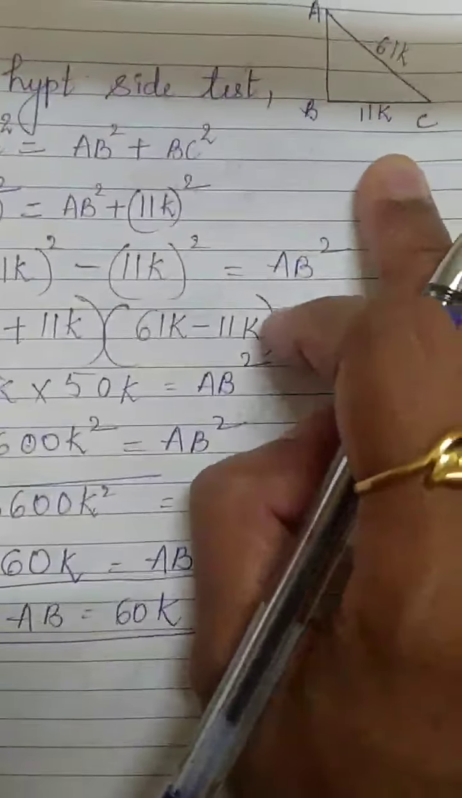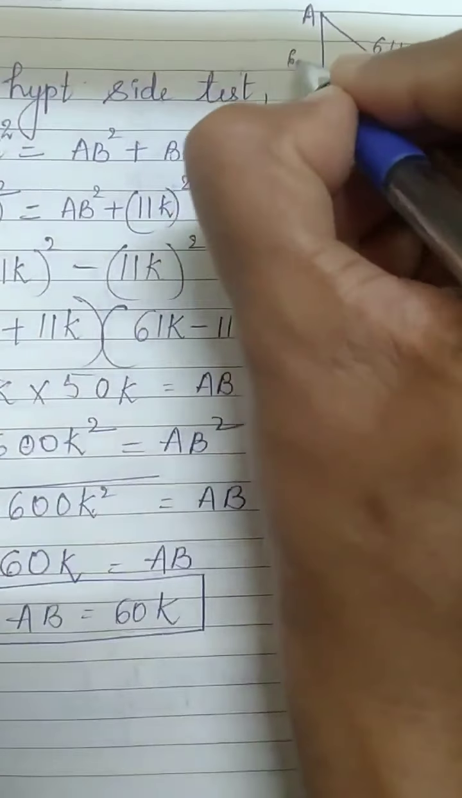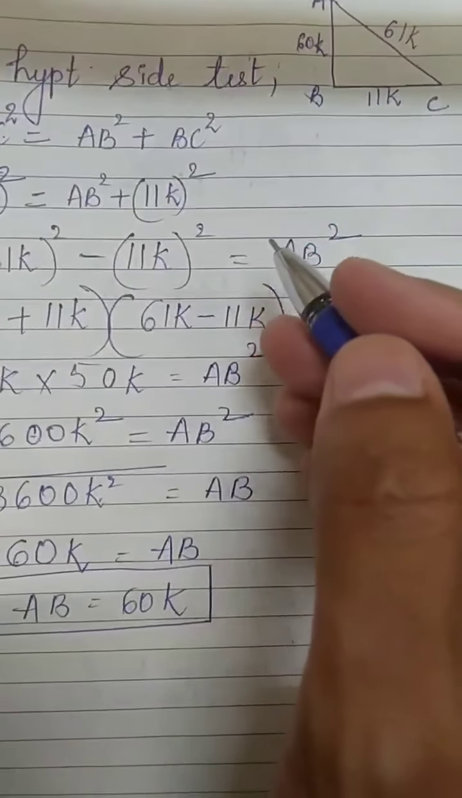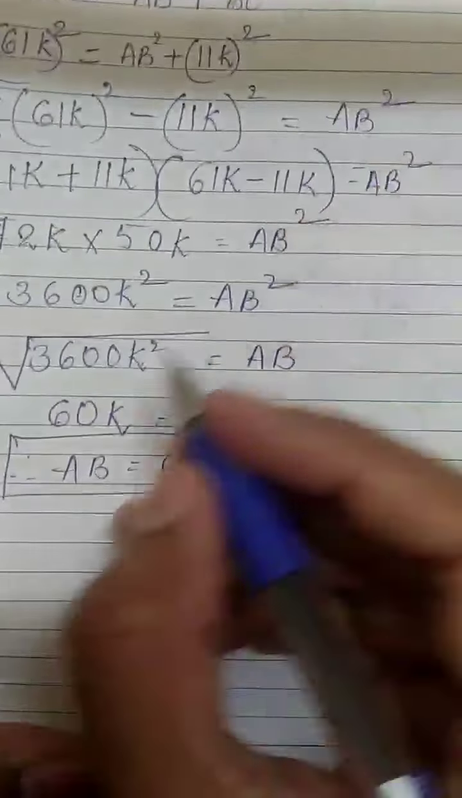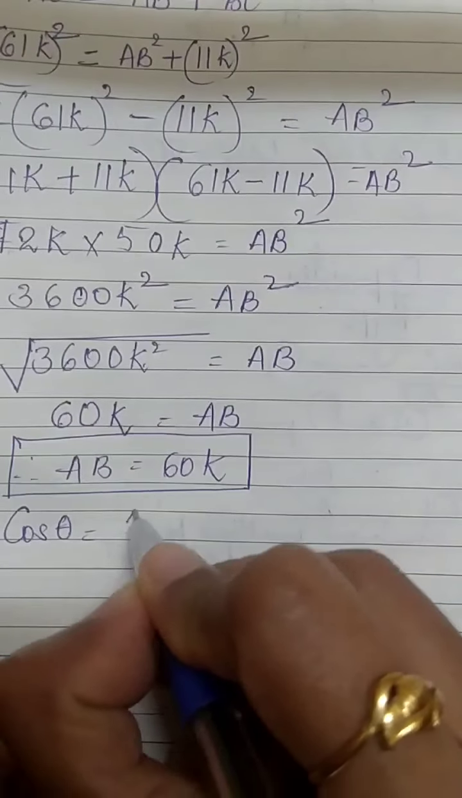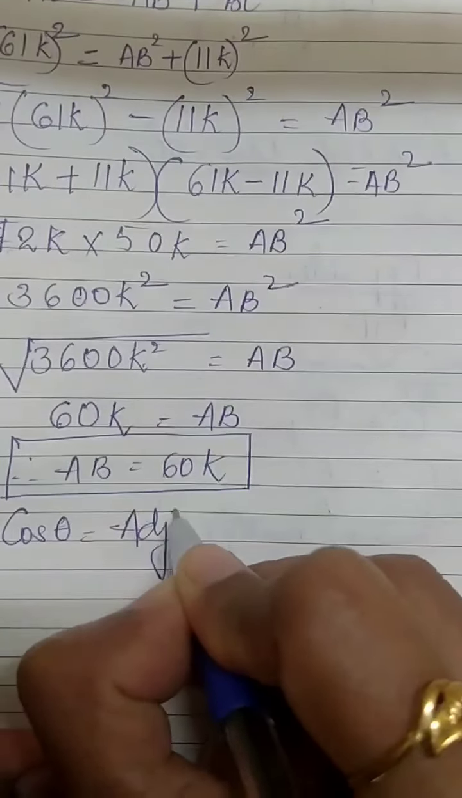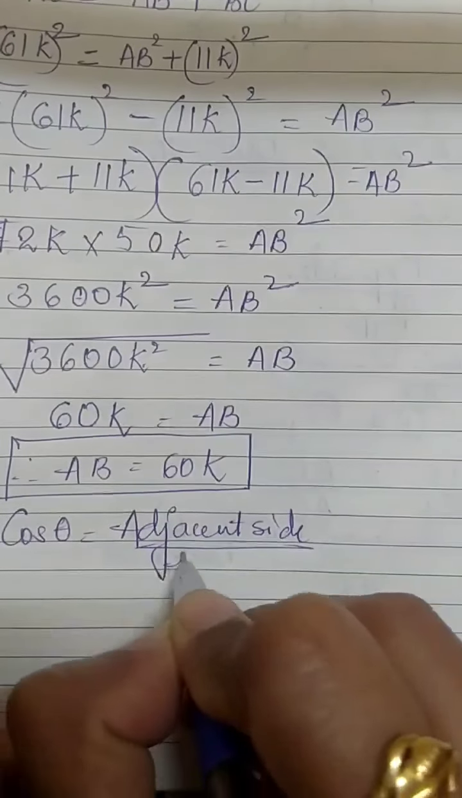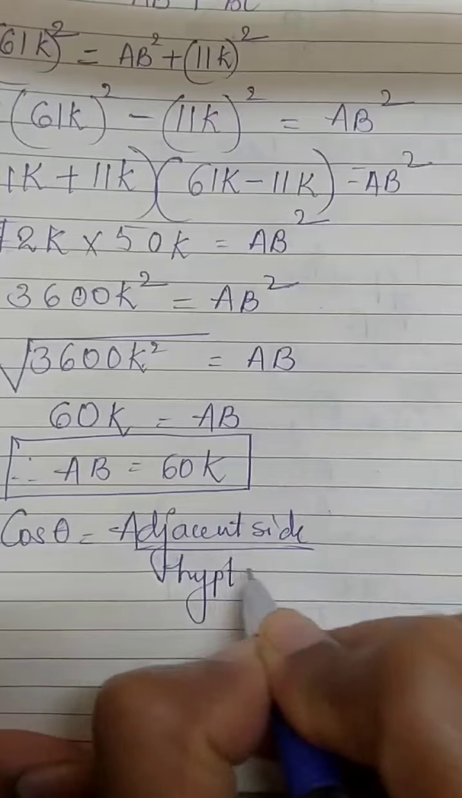Show that in the figure. AB we got 60K. AB is 60K. Now we will get the missing ratio. Sin theta was given. Cos theta is asked. Cos theta formula is adjacent side upon hypotenuse.